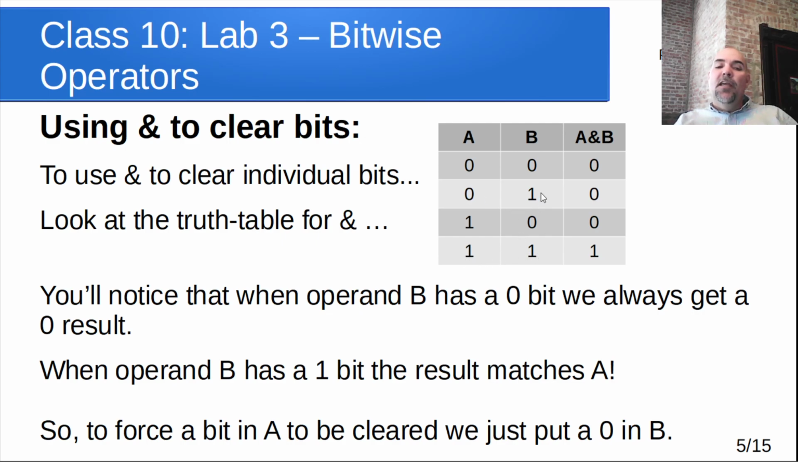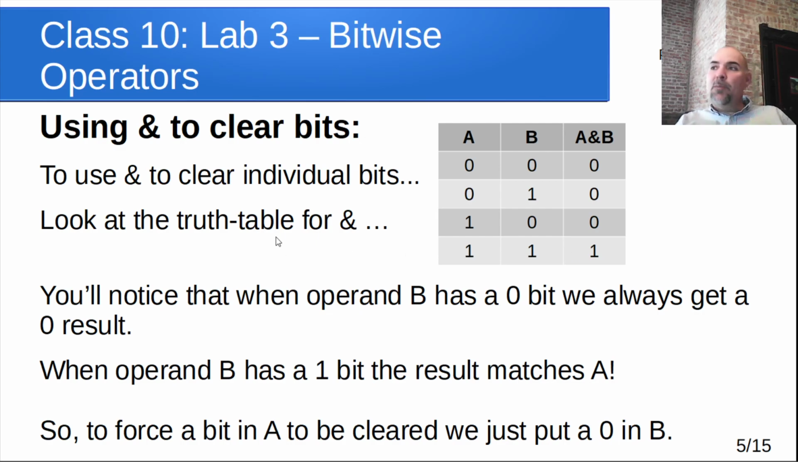So in other words, any positions that have a 1 in B will leave those same positions in A untouched. But any position in B where I have a 0 will force the result to have a 0. So if we want to force some bit in A to be cleared, to be pushed to a 0, we just put a 0 in B, and then we do the AND. The bit positions we want to leave untouched, we just put a 1 in those positions.